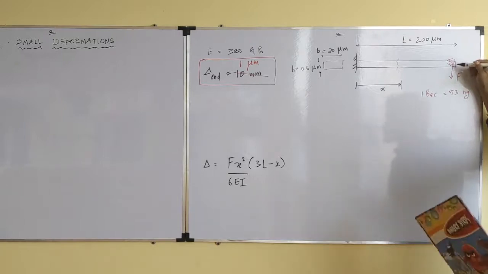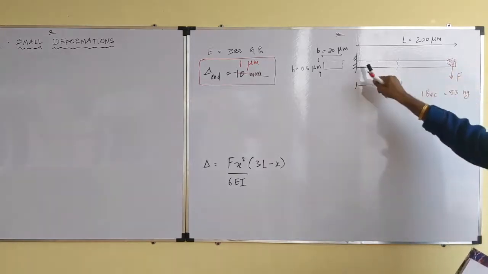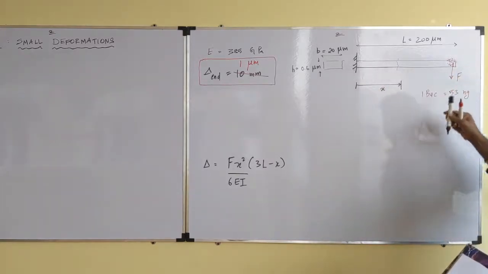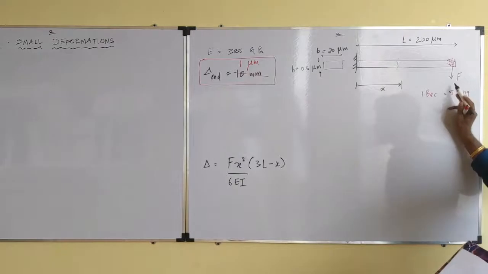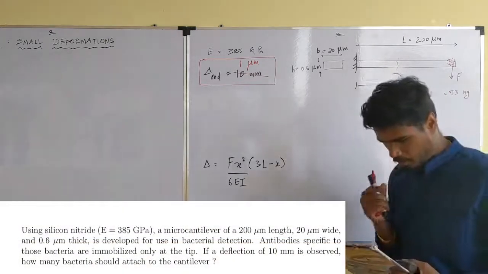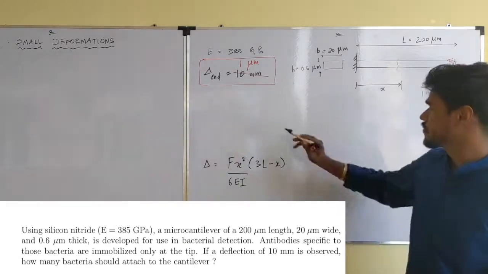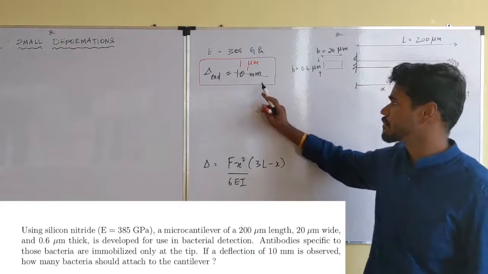Once you dip it in a medium that has bacteria, bacteria are likely to stick to this, and because of the weight of the bacteria that sticks to it, the micro-cantilever beam will slightly deflect. Essentially, there will be a force due to the weight of the bacteria. That force will cause the cantilever to deflect. What is given is that a deflection of 10 mm is observed.